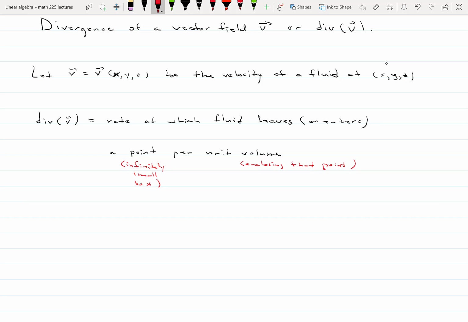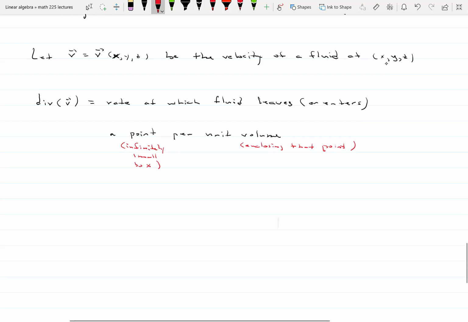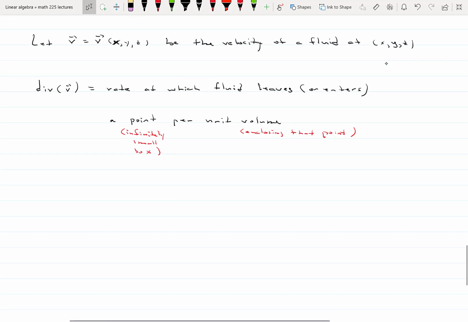Okay, so it's a quantity that's defined at a point. You can think about it as the rate at which fluid leaves a point, or a really small box that surrounds that point, per unit volume that encloses that point. Now I'm going to give you an example to conceptualize this quantity.